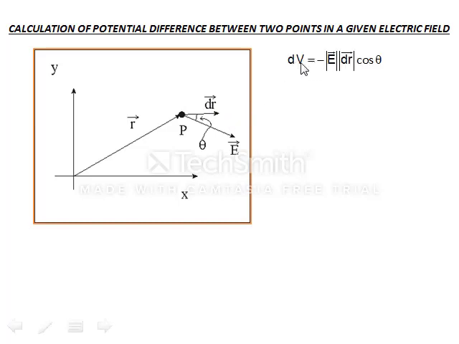dV decreases, voltage decreases, so dV is negative. E, electric field E, dr cos theta. We have developed this theory in our previous discussion. Now this could even be written as dot product of E vector and dr vector: minus E dot dr. Integrate both the sides. The limits are there. We'll put here the value of position vector r of point A, and here position vector r of point B.